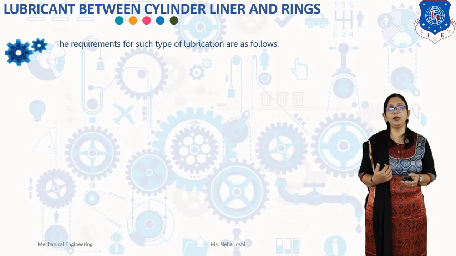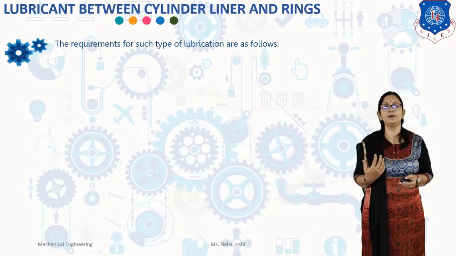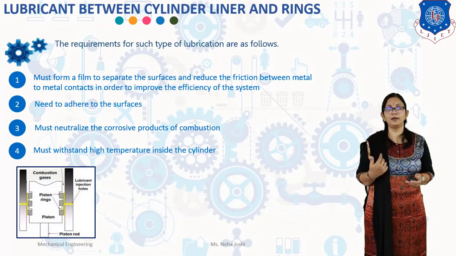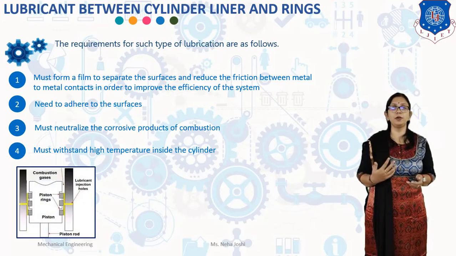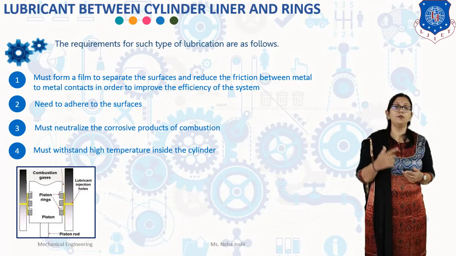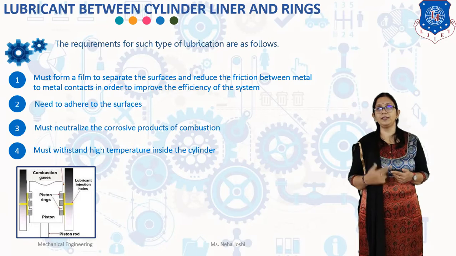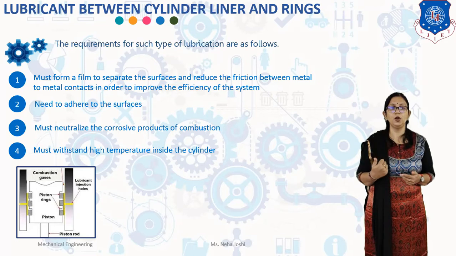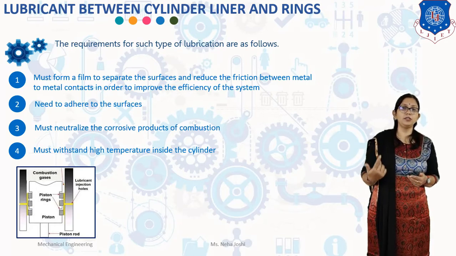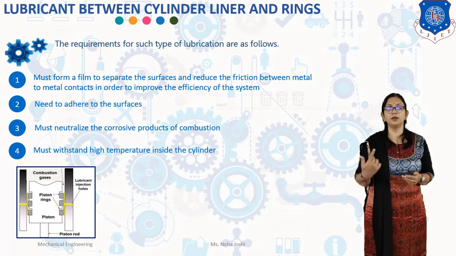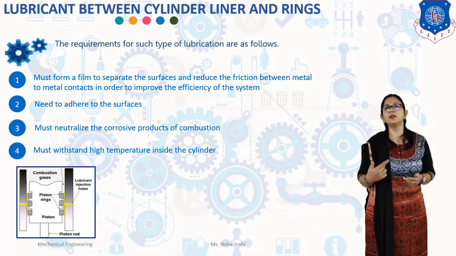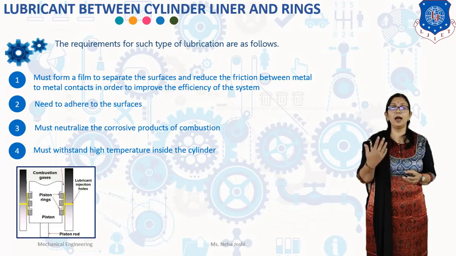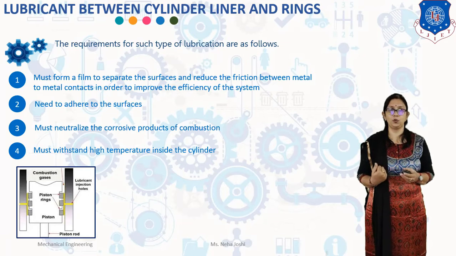First example is lubricant between the cylinder and liner rings. As you can see here in the diagram, the requirements for such type of lubrication are as follows. First, form a film to separate the surfaces and reduce the friction between the metal to metal contact in order to improve the efficiency of the system. Then it needs to adhere to the surfaces. Then it must neutralize the corrosive products of the combustion and must withstand high temperature inside the cylinder.